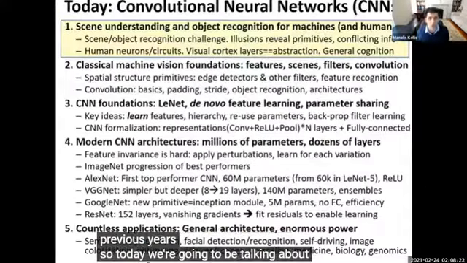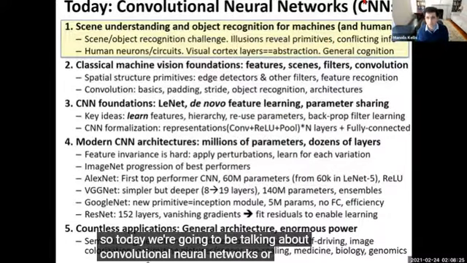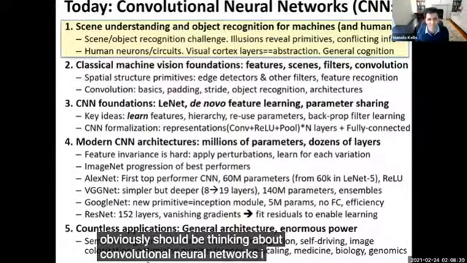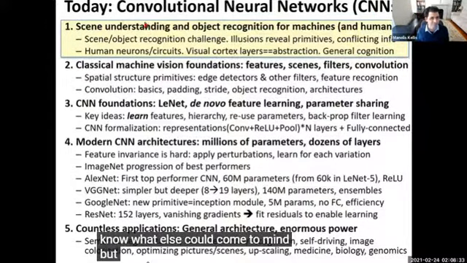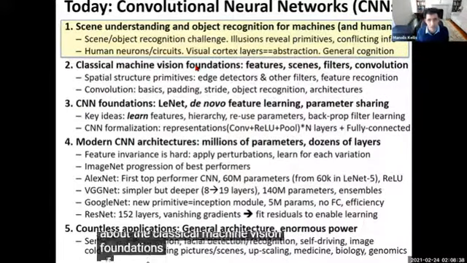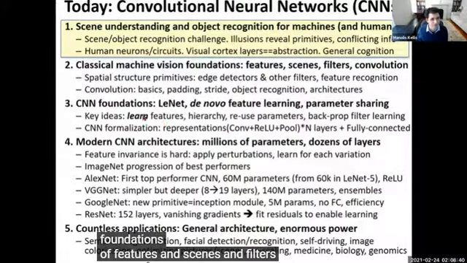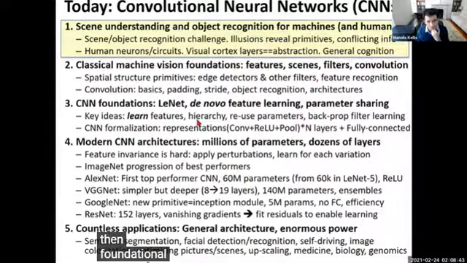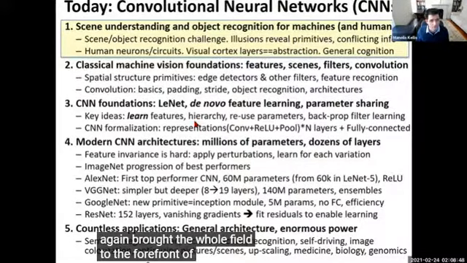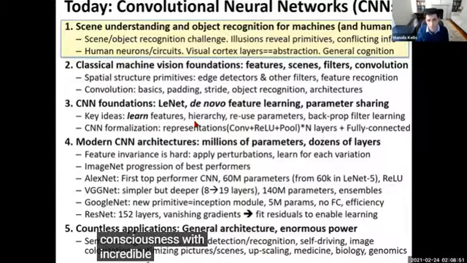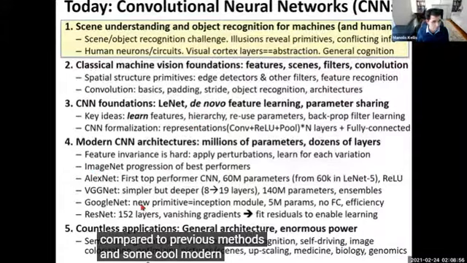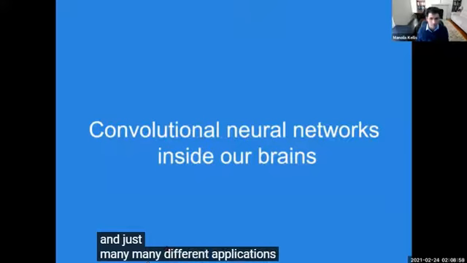So today we're going to be talking about convolutional neural networks, or CNNs. So next time you hear CNN, you obviously should be thinking about convolutional neural networks. I don't know what else could come to mind. But we'll talk about scene understanding, about the classical machine vision foundations of features and scenes and filters, and then foundational deep learning models that again brought the whole field to the forefront of the popular consciousness with incredible performance improvements compared to previous methods, and some cool modern CNN architectures and just many, many different applications.